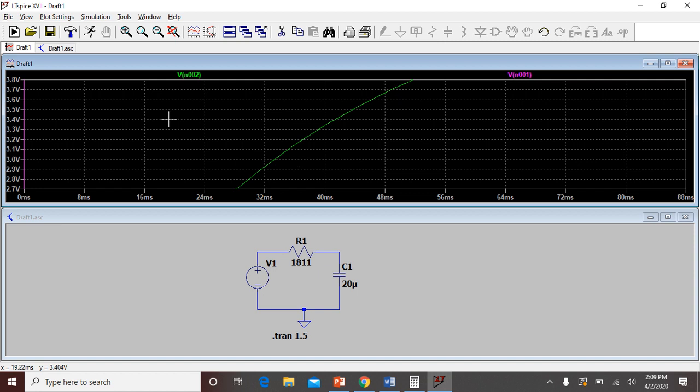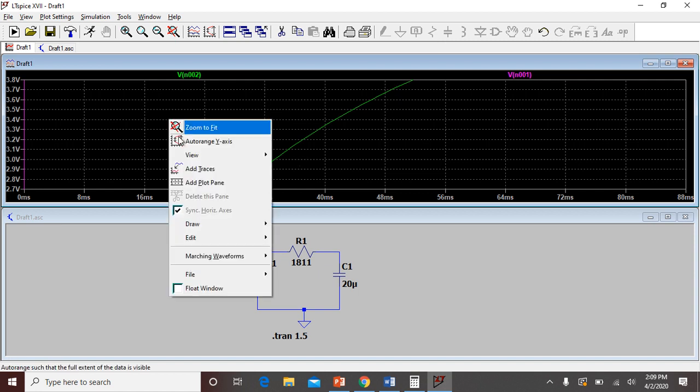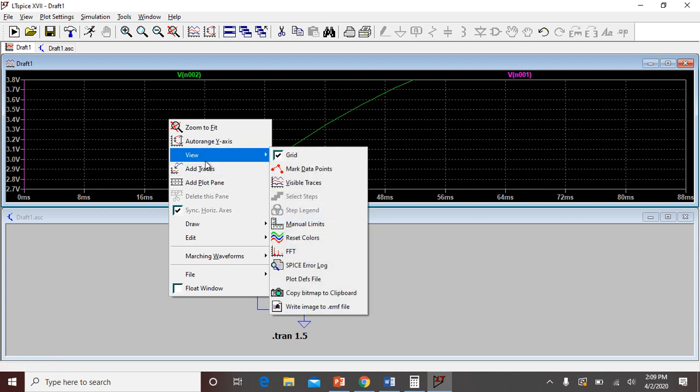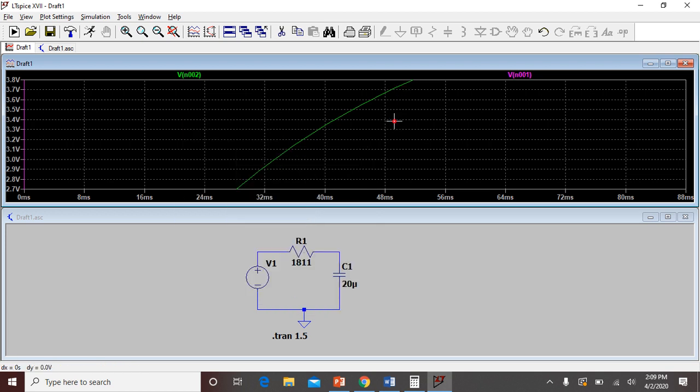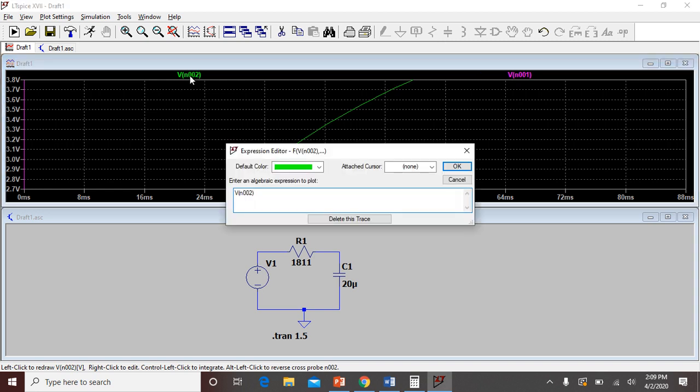Now I'm going to take the cursors. Like in an oscilloscope, we have the cursor to observe a particular value of the x-axis or y-axis at a particular instant. For the cursor, we are going to right click over here, and we are going to measure the voltage across the capacitor.